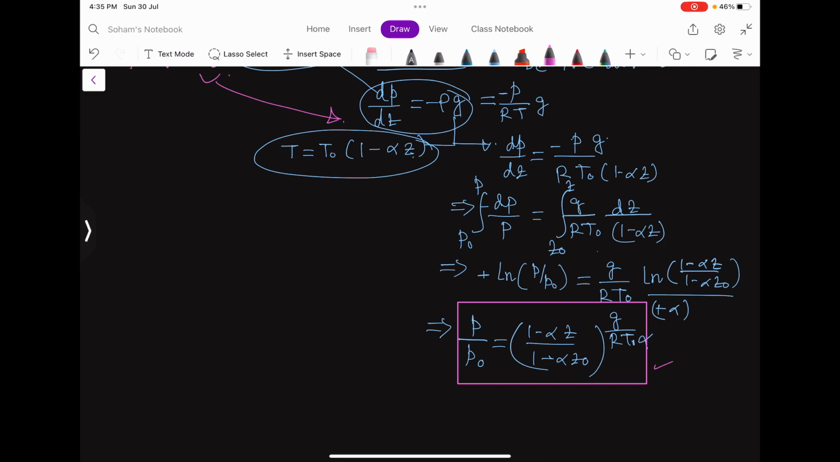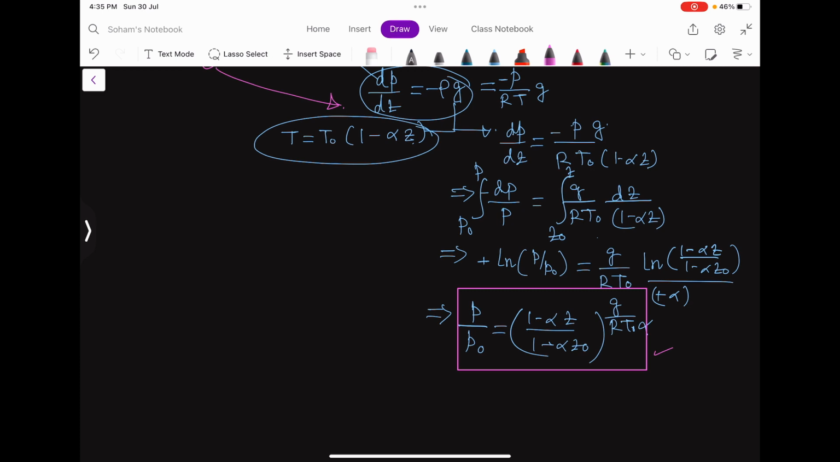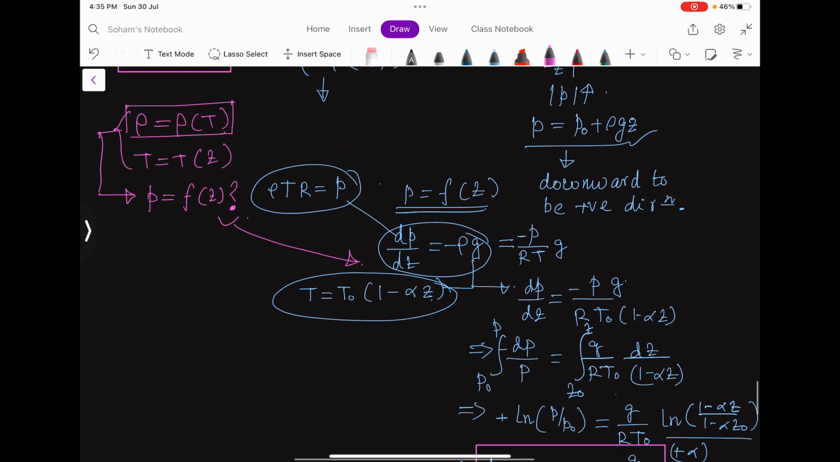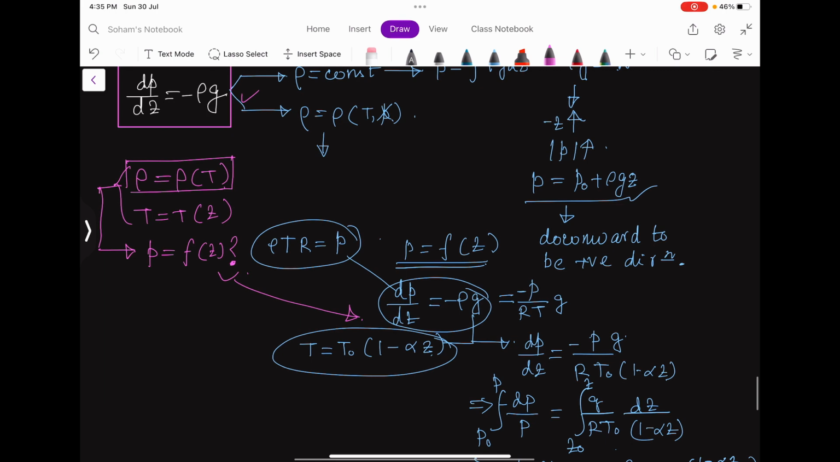My whole objective of solving this problem is not that you have to memorize this. But in GATE or any exam, you can be asked this type of question, where rho as a function of temperature is given, T as a function of height is given, and I have to find P as a function of height for fluid statics, that is, no fluid motion is there. And if this is not given, then consider an ideal gas.